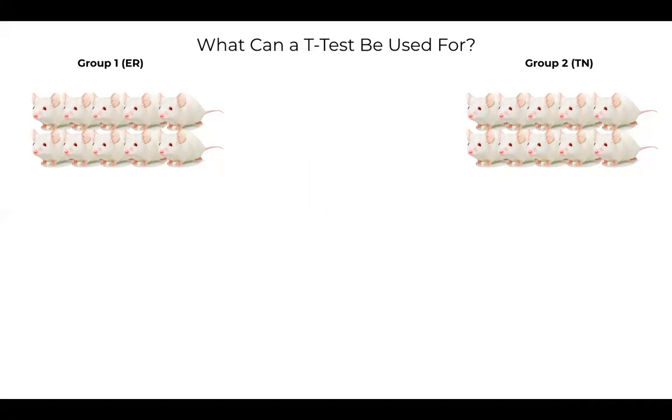So we injected them into the mice, and we wanted to find out whether gene expression in the ER group is statistically and significantly different from the TN group. It's just a simple experiment. We wanted to compare two groups and see what is happening in there, so that we understand how these cancer subtypes work. The t-test helps us to test such hypotheses. The t-test produces a p-value that can help us to separate differentially expressed genes from non-differentially expressed genes.